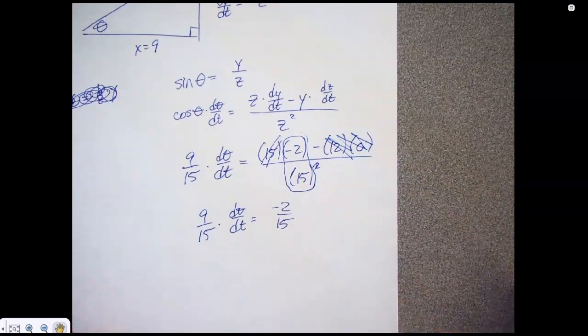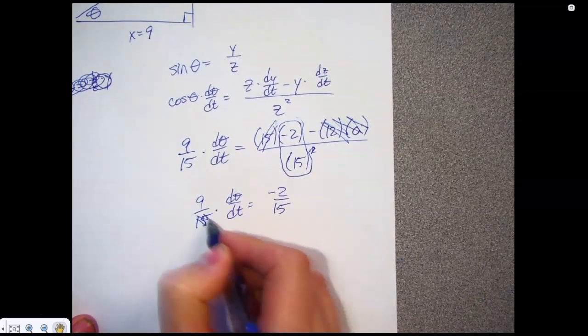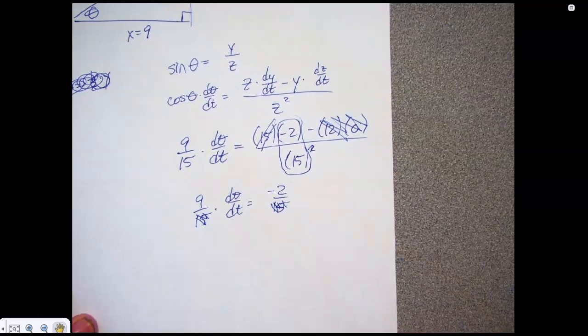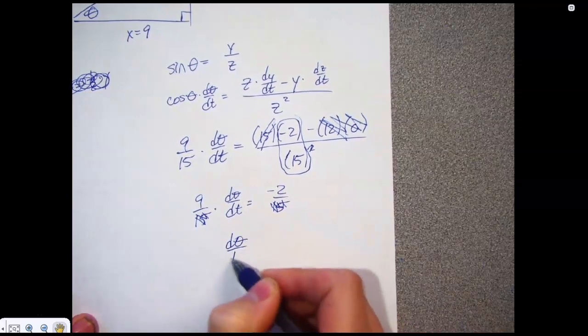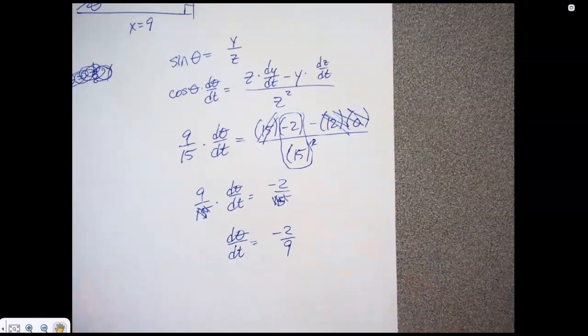They're asking at what rate the angle is changing, so I want d theta over dt. Can't I cancel a 15 from both sides here, and then divide both sides by 9? We finally got it. That's tough. This is tough for me. Does that help, going through it again?